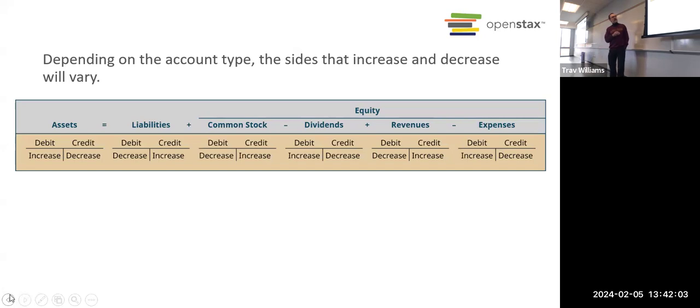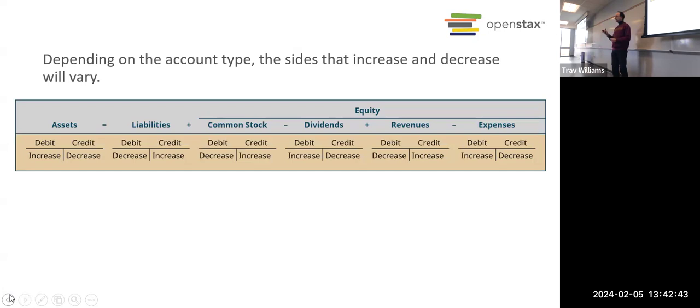Okay? Every other account that's here, if it increases, where do you record it? On the credit side, right? So you see liabilities, when they increase, it's on the credit side. Common stock, same thing. When they increase, credit, and revenues, when they increase, you credit. Okay? So that acronym, again, is going to be really useful when you have to figure out, do I debit or do I credit? Any questions on that?